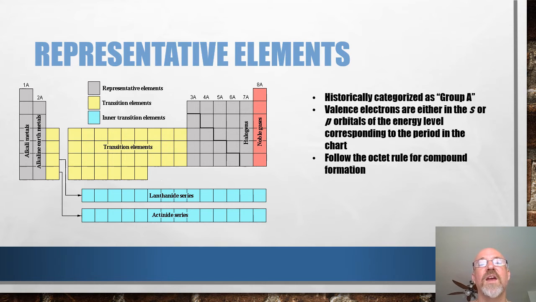Why? Because they already, helium has only room for 2 and is full with 2, but all the rest of them have 8 valence electrons. Their s and their p orbitals are full.